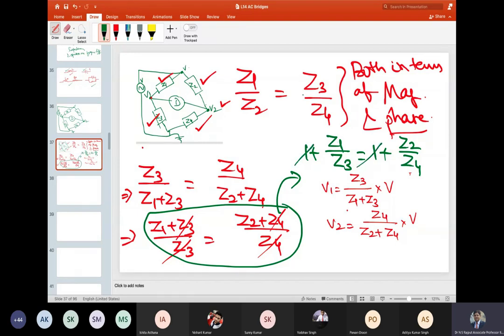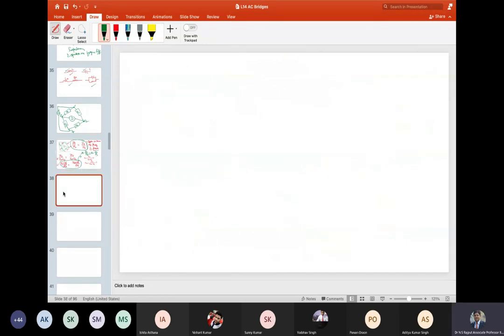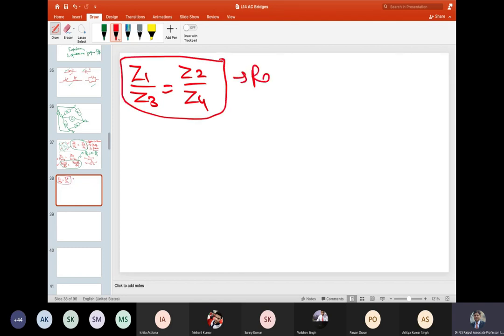So what you get is, this is what you got. Z1 by Z3 is equal to Z2 by Z4, right? So wherever now we have Z1 by Z3 is equal to Z2 by Z4, right? This thing I will call the ratio form of the balance.